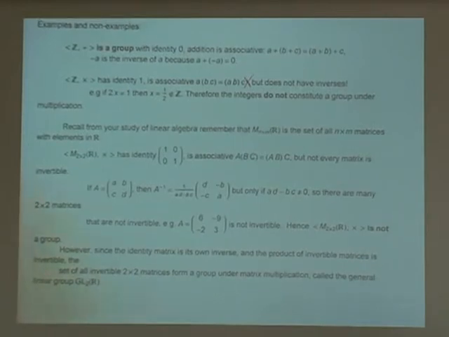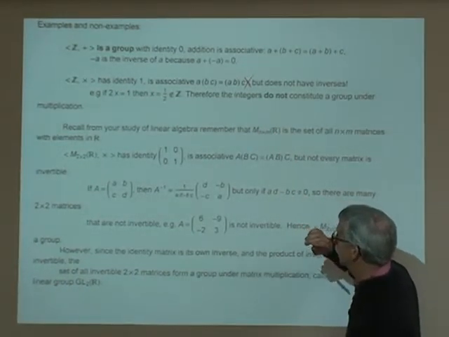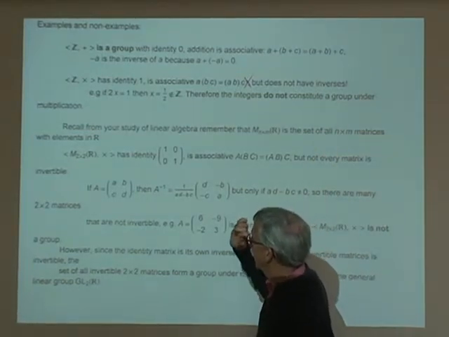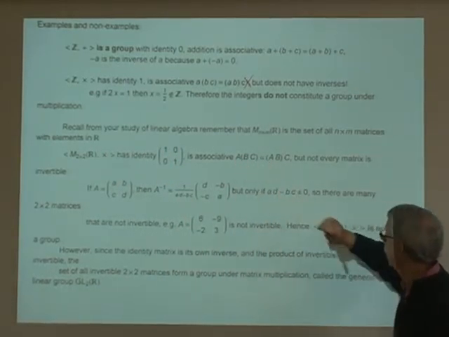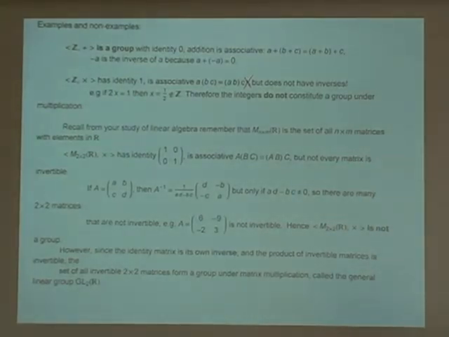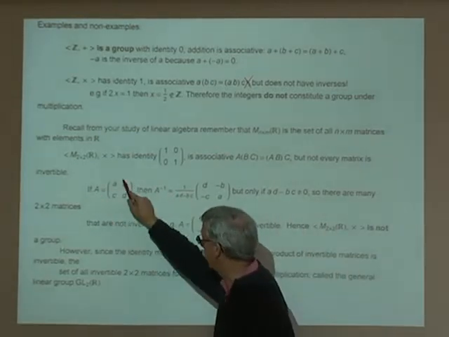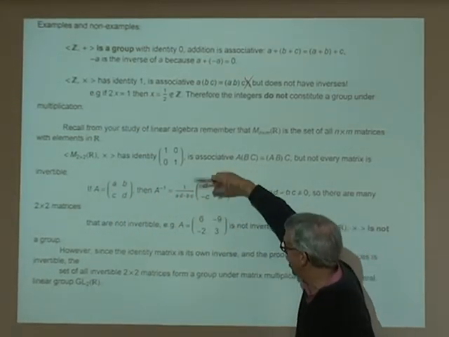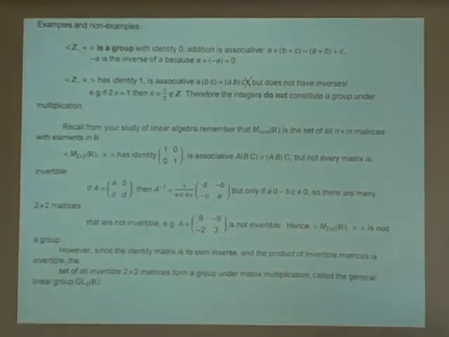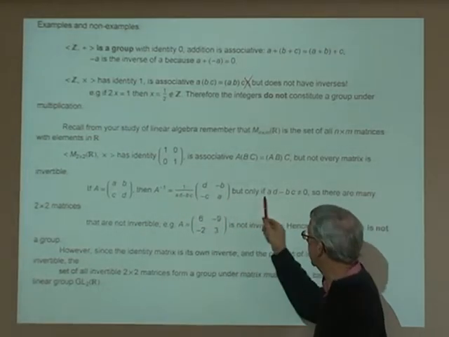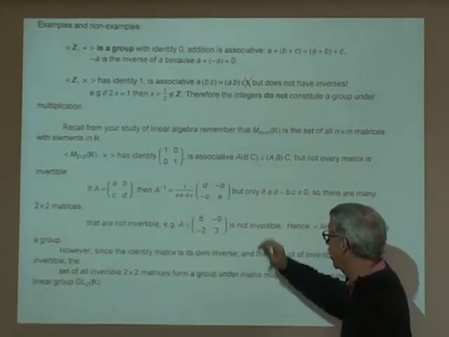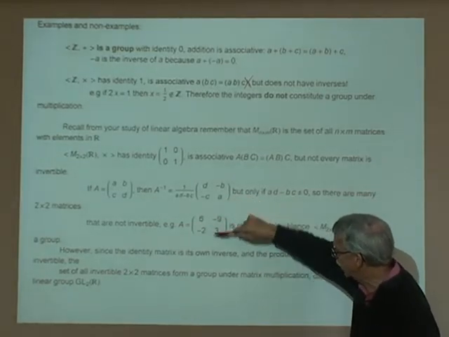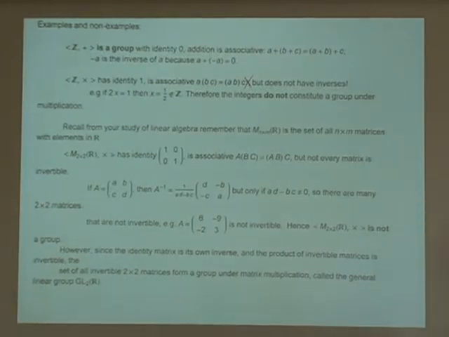Now recall from linear algebra, the set of all n by m matrices. The 2x2 matrices under multiplication has identity, and matrix multiplication is associative, but not every matrix is invertible. Remember, to get the inverse of a 2x2 matrix, I take 1 over the determinant, swap the diagonal elements and change the sign on the off-diagonal elements. But that only works if AD minus BC, the determinant of that matrix, is not 0. So there are non-invertible matrices like this one, whose determinant is 18 minus 18, which is 0. So the set of all 2x2 matrices with multiplication isn't a group.